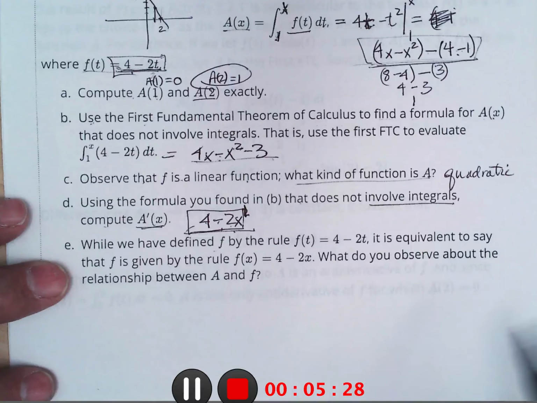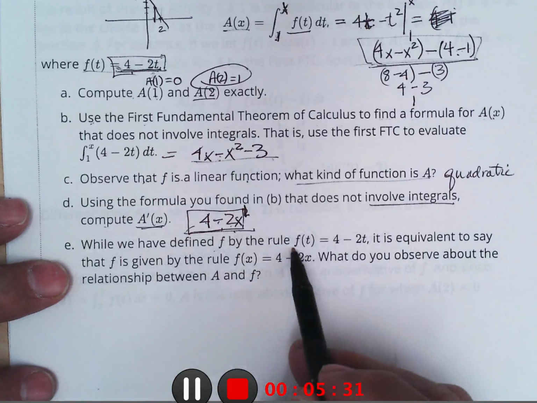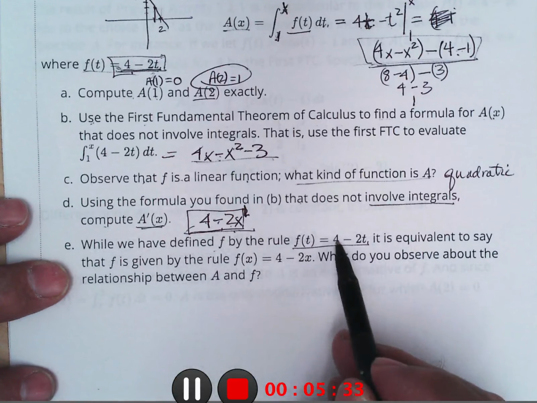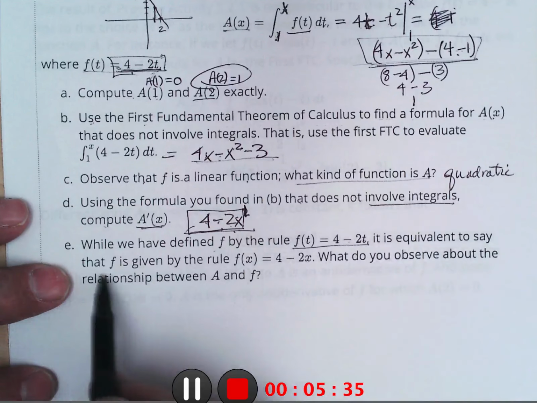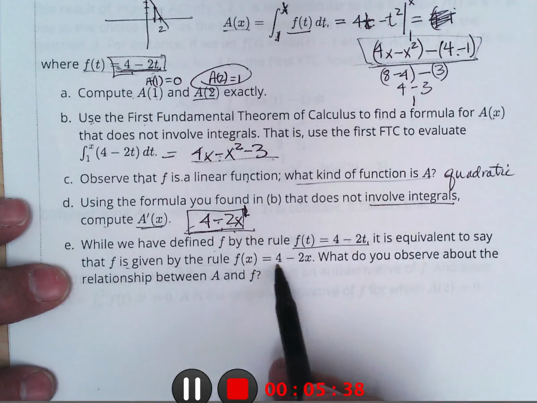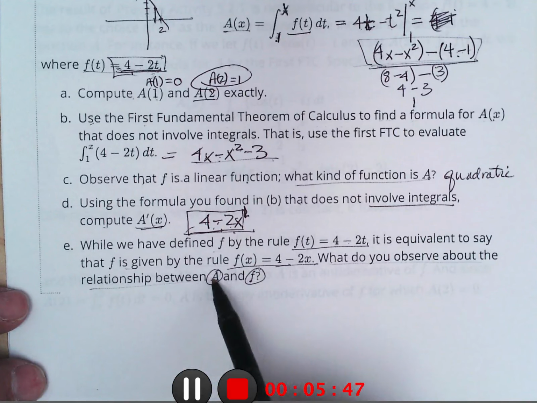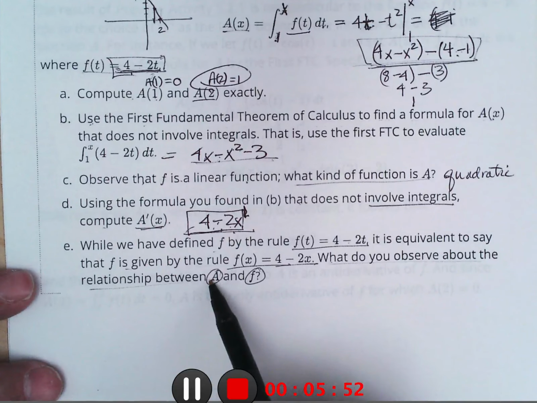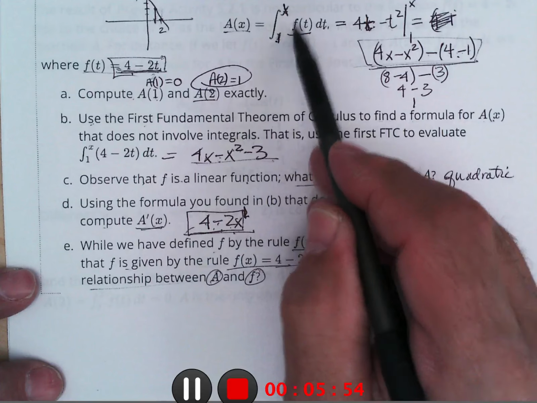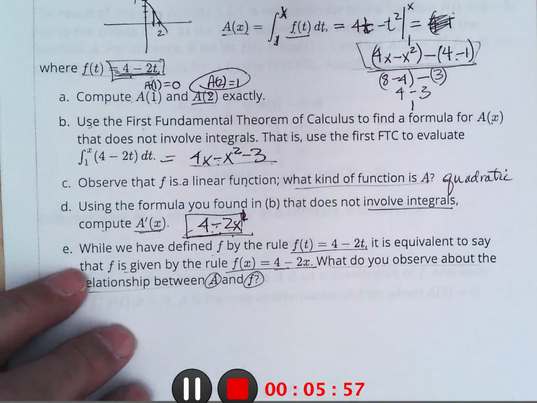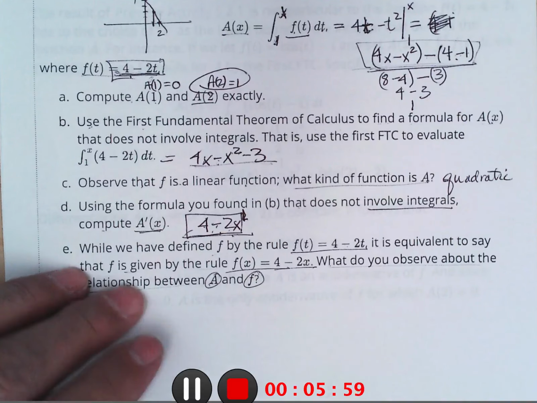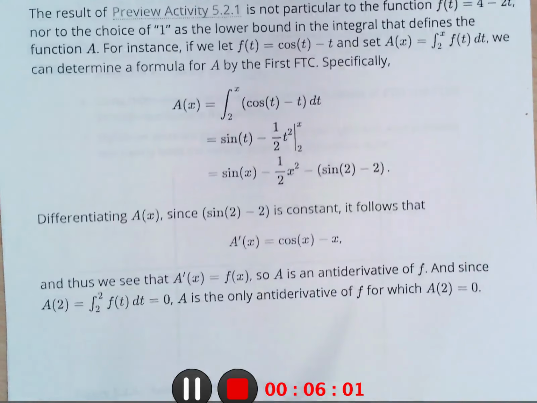So, they defined f of t as 4 minus 2t. It is equivalent to say that f is given by f of x. That's what we just said. What do you observe about the relationship between A and f? f is the derivative of A. A is the area under the derivative. And that's the relationship they wanted you to see in the preview activity. So that's stuff we've already kind of looked at before.